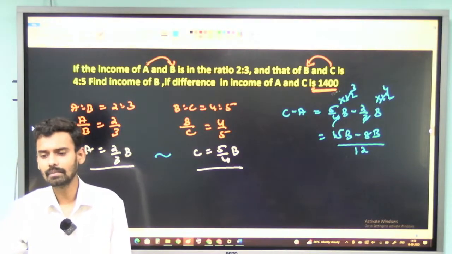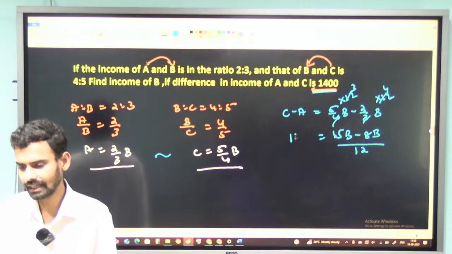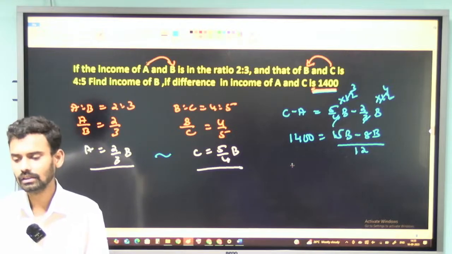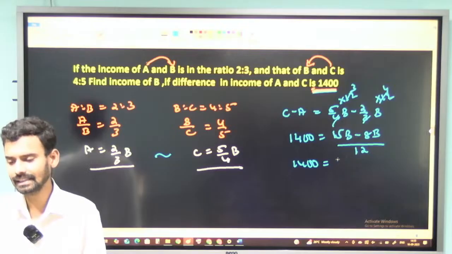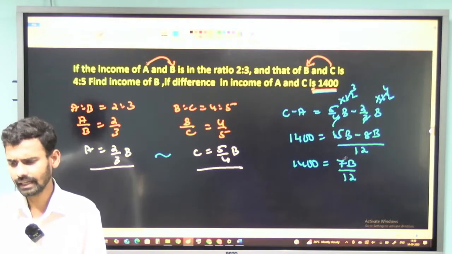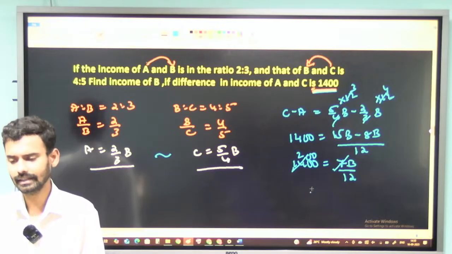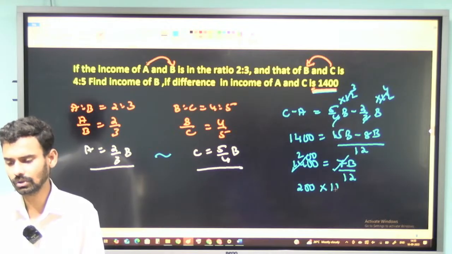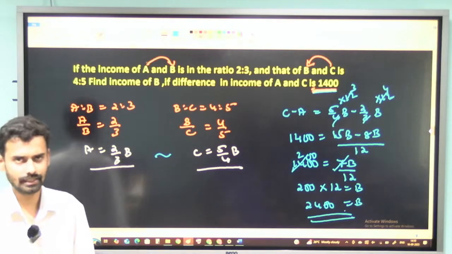But the difference between the income of C and A is already given in the question as 1400 rupees. So, 1400 rupees is equal to (15B minus 8B) divided by 12, which is 7B divided by 12. I can cancel this 7 and 1400, so this becomes 200. If I take 12 to the other side, I get 200 into 12 is equal to B. So, the income of B according to this method is 2400 rupees.